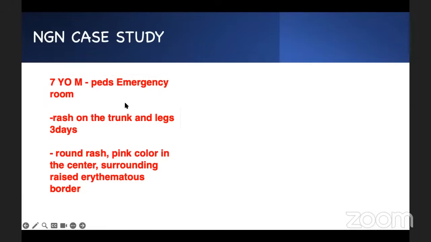Same thing, rash on the trunk and the legs for 3 days. Then this is what the rash looked like. Any clue yet? No, no clue. Then the mother said, well, the kid has arthralgia. What does that mean? It means painful joints, you know. So that's what they saw, painful joints.